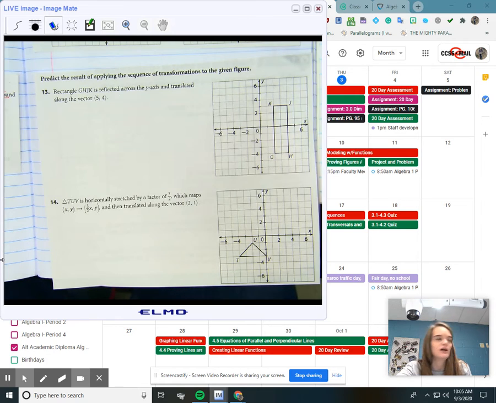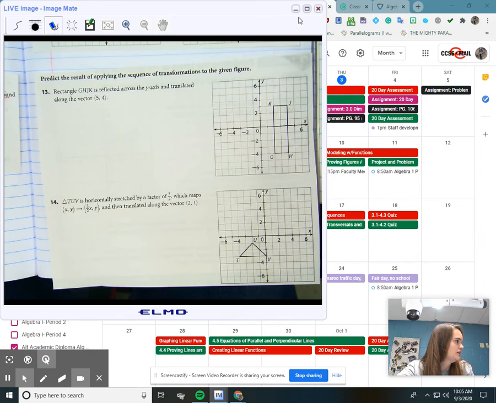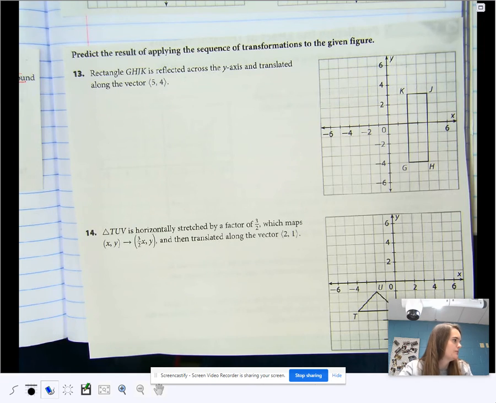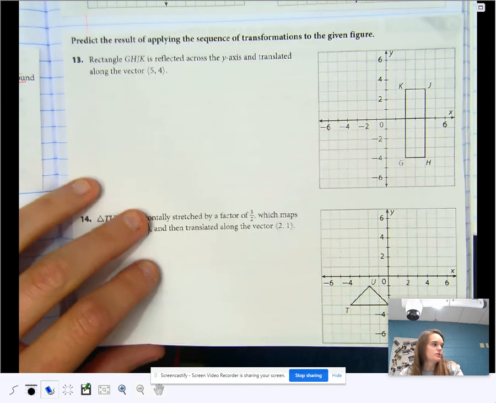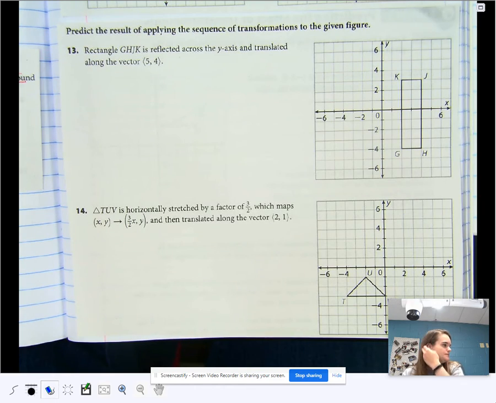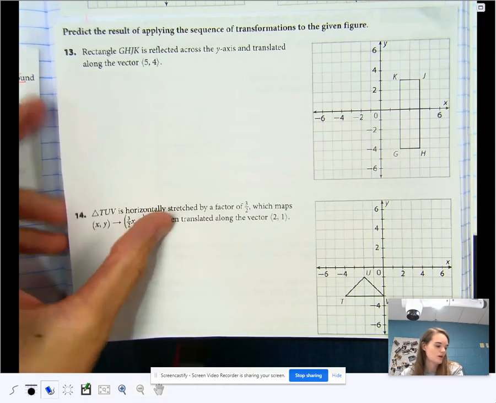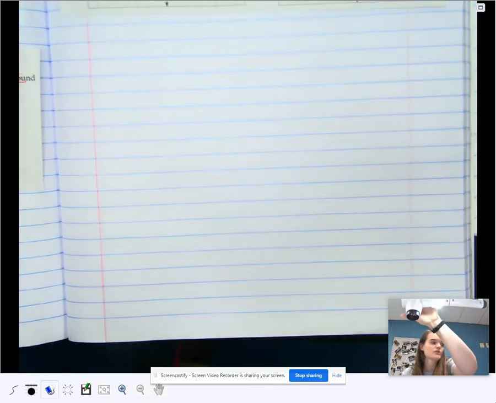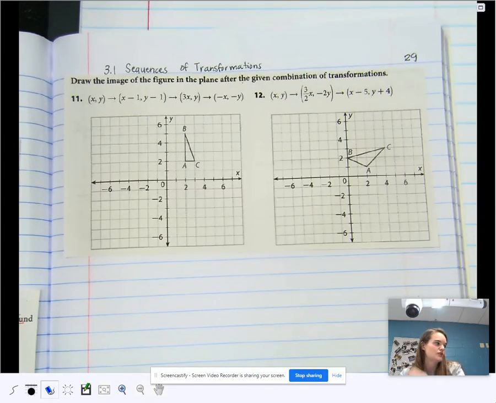And I just now realized that the whole screen needs to be larger. I've got my calendar in the background. Sorry about that. There you go. So there's 13 and 14. Okay. Let's go ahead and do 11 and 12. We'll come back to 13 and 14.